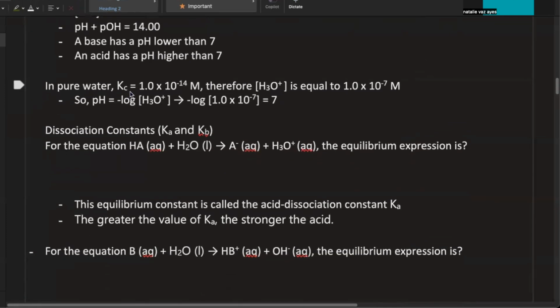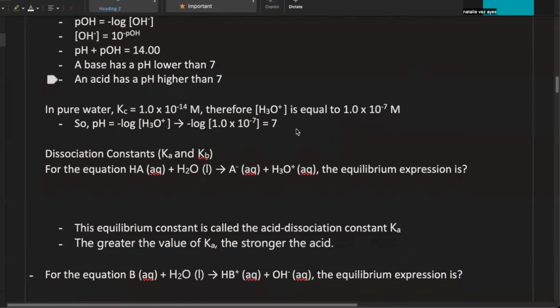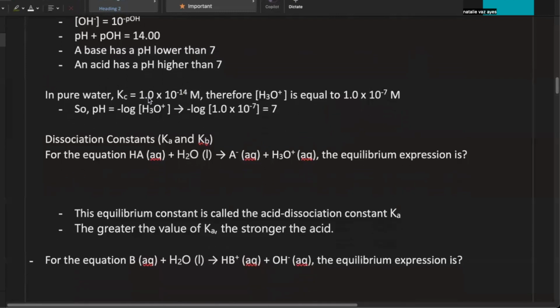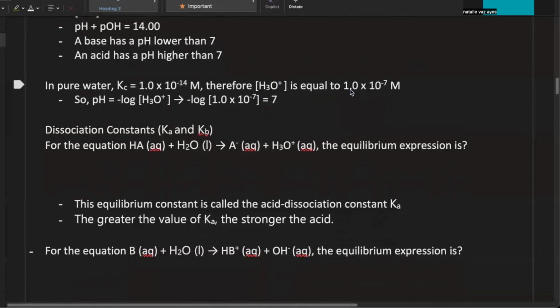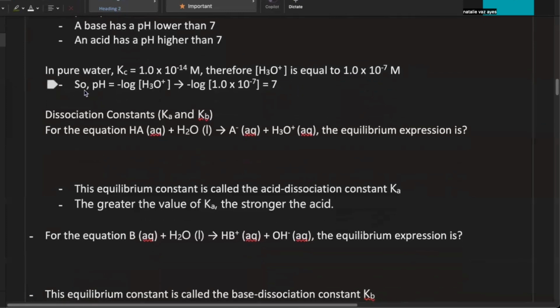In pure water, Kc is equal to 1.0 times 10 to the negative 14th molar. Therefore, the concentration of H3O plus is equal to 1.0 times 10 to the negative 7 molar. That is because the stoichiometry is 1 to 1. So you're going to do 1.0 times 10 to the negative 14th is equal to x squared, and then x is going to be equal to 1.0 times 10 to the negative 7. So we can also tell that pH, equal to the negative log of H3O plus, is going to be 7.